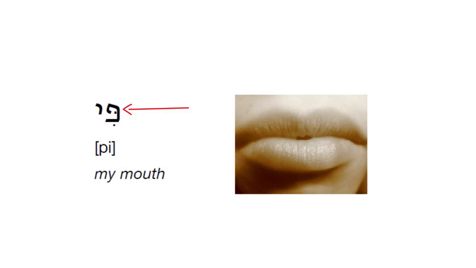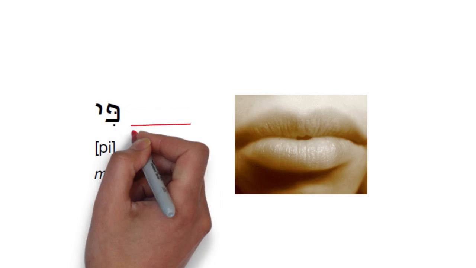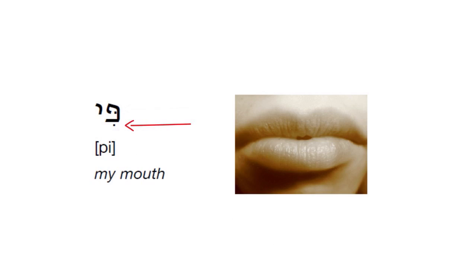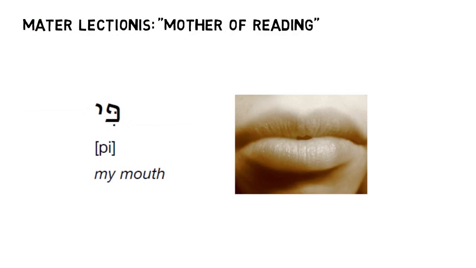We have a pei, which makes a p sound. We have a single dot under it, known as chirik, which makes an I sound. And then we have a yud, which isn't making any sound at all. So why is that yud there? What's going on here is something known as mater lectionis. This is a Latin phrase that's translated literally as mother of reading.